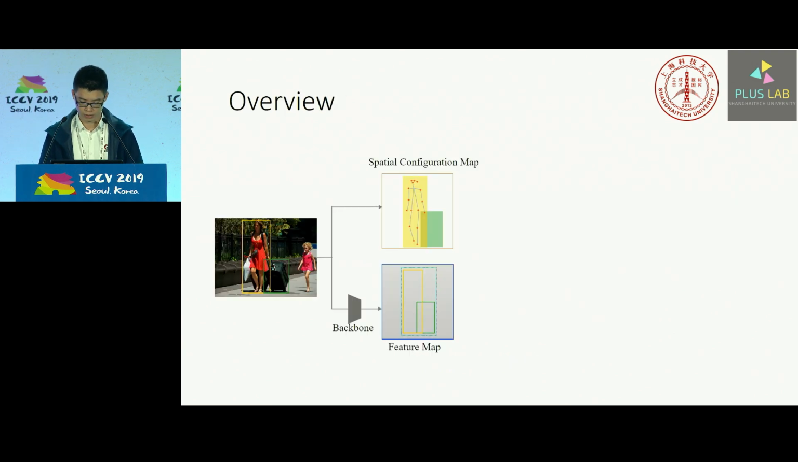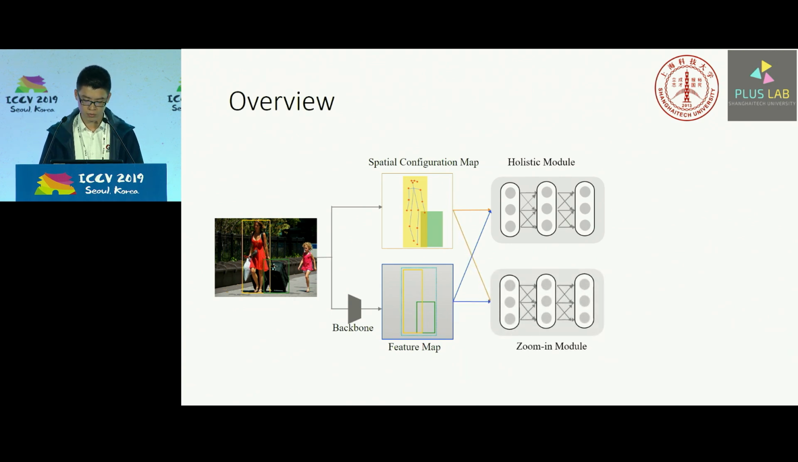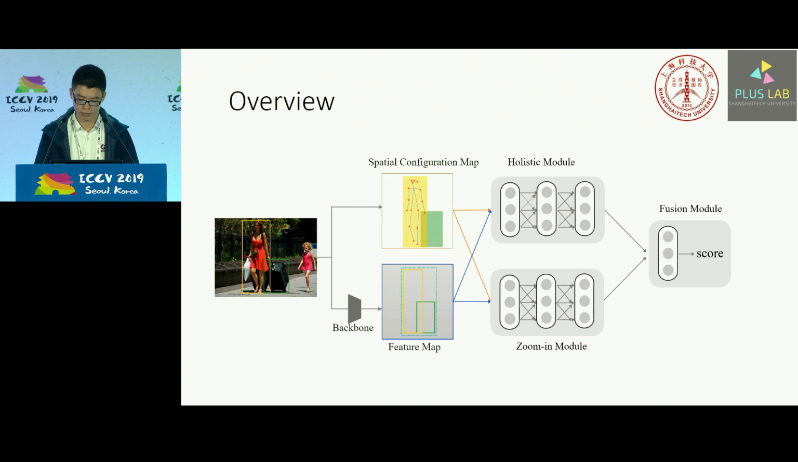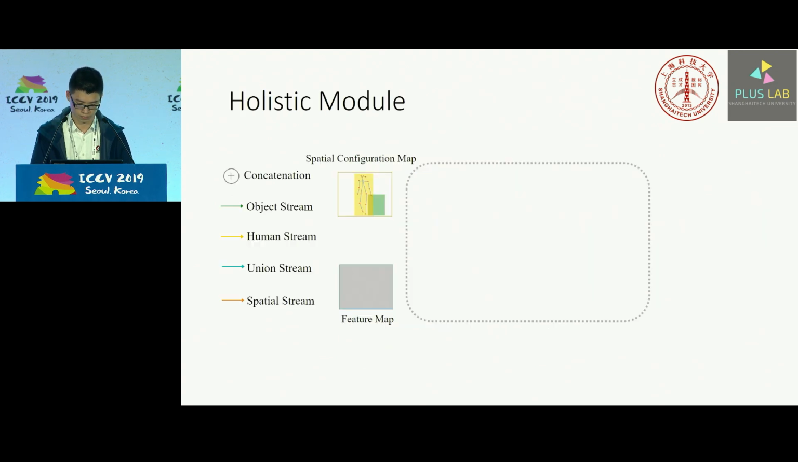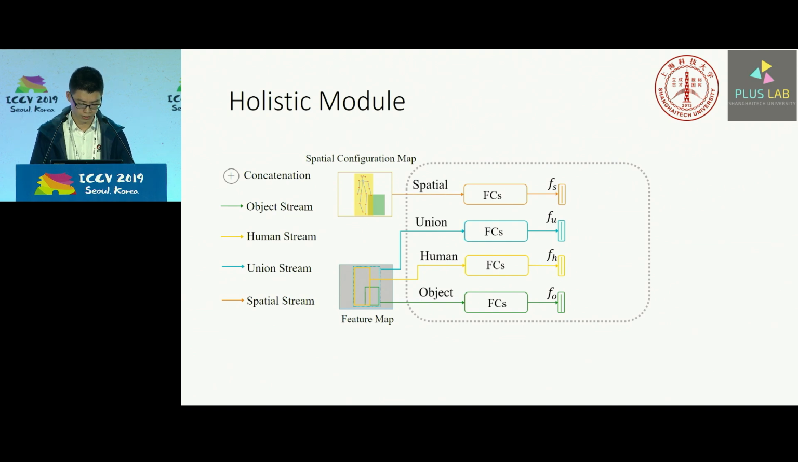An overview of our framework. For each human object proposal, we extract image features by a backbone module and generate a spatial configuration map that combines both detection proposal masks and human pose. We then use a holistic module to capture object level and relation context information in a coarse global view, and the zoom-in module to capture detailed local information between semantic parts and objects. We finally fuse the holistic feature and zoom-in feature together to perform the final HOI classification. Specifically, the holistic module simply takes the spatial configuration map, human features, object features, and union features, uses FC layers to embed them into a feature space, and concatenates them together to obtain the coarse-level holistic representation.